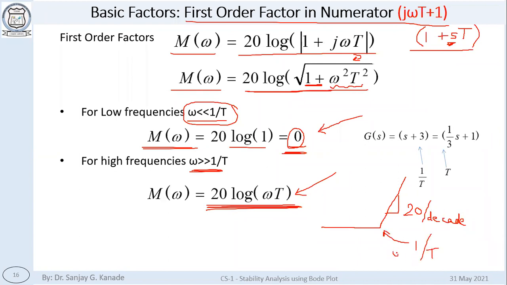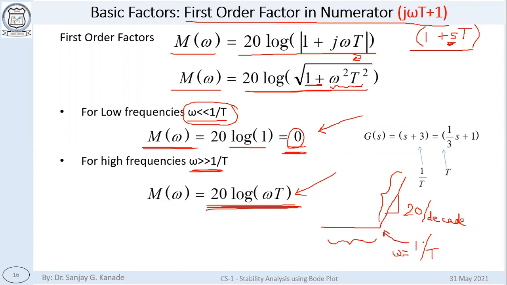Omega is equal to 1 by t. Up to that point, you will have magnitude equal to 0. And after that, you will have magnitude with a slope of 20 dB per decade, right? So this is how we are getting the approximated values of the magnitude for a first order factor in the numerator.